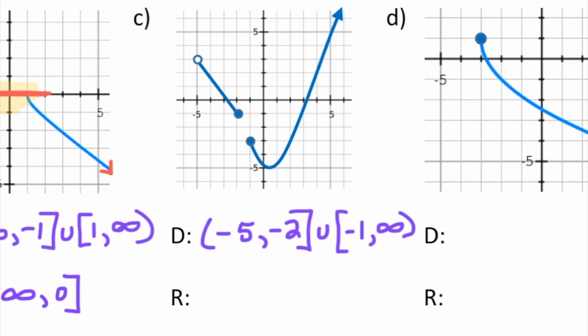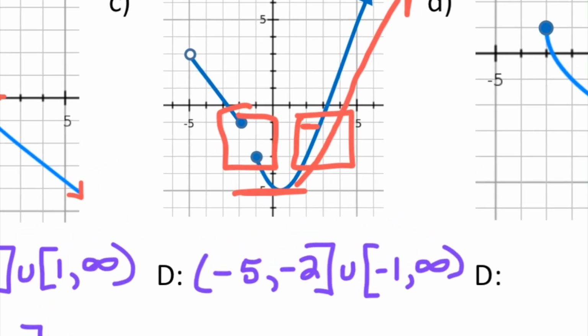Let me start the range again here. So the range starts at the bottom with the y value of negative 5, and it touches negative 5. But notice that over here, there's no y values missing, all the way up to positive infinity. This doesn't matter because those y values happen over here, so it doesn't matter that they're missing over here.